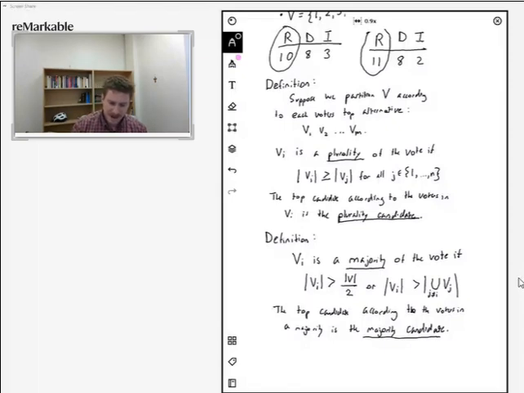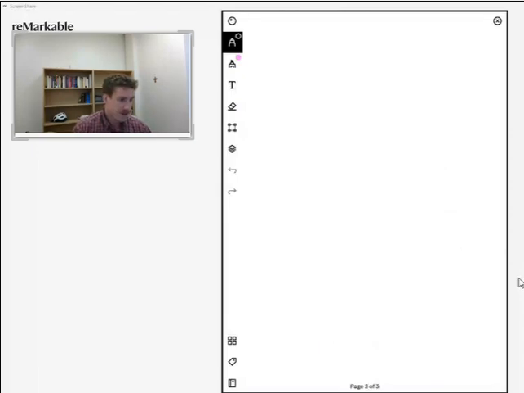Okay, now that we've defined the notion of a majority and a plurality, we can define a social choice procedure that's based on this notion. So we can define a way of solving the problem of social choice, an initial proposal. We can talk about the plurality vote procedure.